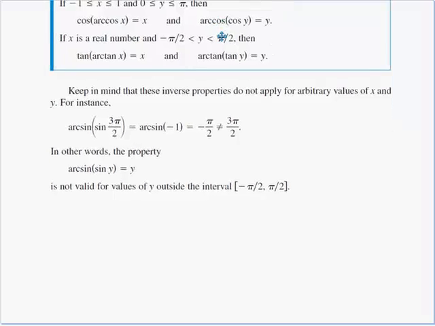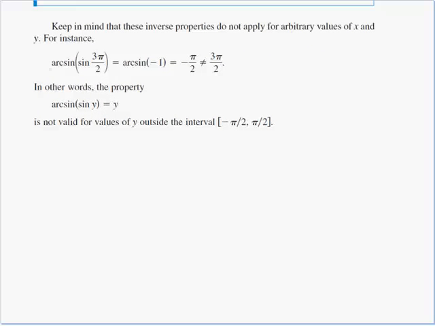So let's peek down here below that properties box. It says, keep in mind, these inverse properties do not apply for any arbitrary values of x and y. You know, it's sort of like a trap. If I put this on a homework worksheet or a test, some students might see the arcsine of the sine and think, okay, those are going to cancel out, and my answer is going to be 3 pi over 2. But our answer is not going to be 3 pi over 2.